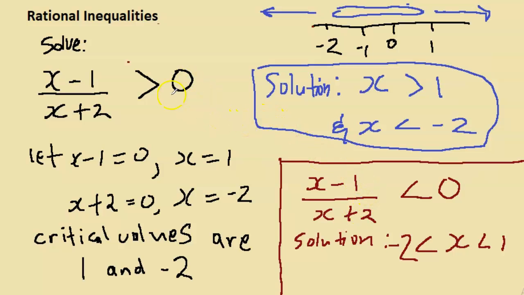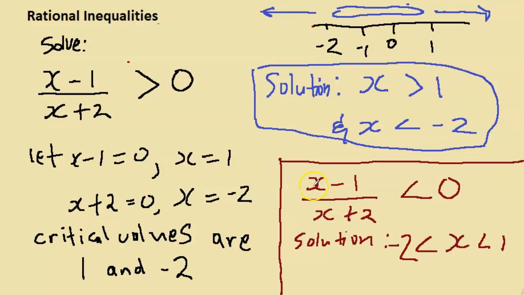Good? So as a general rule, when you're doing the problems for greater than 0, the solution x lies above the higher value, which in this case is 1, and below the lower value, which in this case is negative 2. When you're doing the rational inequality and it's less than 0, the solution set lies between the two critical values. So in this case, the critical values are 1 and negative 2, so x is less than the larger value, which is 1, and greater than the smaller value, which is negative 2. That's one way to solve this problem.